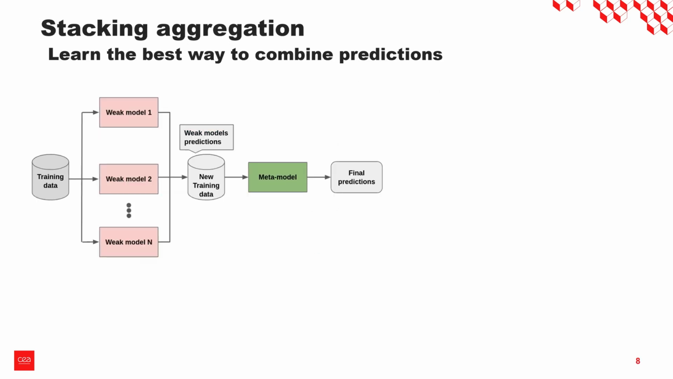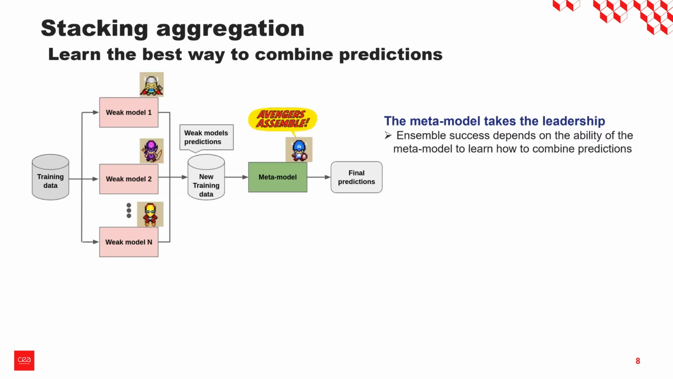In stacking aggregation, a higher level model called the meta model is trained on the weak model predictions to learn the best way to combine them and construct the final ensemble prediction. In this context, the meta model can be seen as a leader which decides how to combine the weak model predictions. Therefore, this is a new constraint in our ensemble attack, because the ensemble success depends on the ability of the meta model to properly learn how to combine the weak model predictions. So a poor meta model can lead to an ineffective ensemble attack.